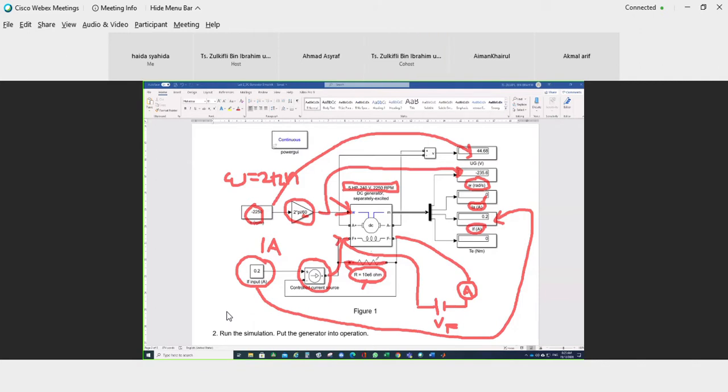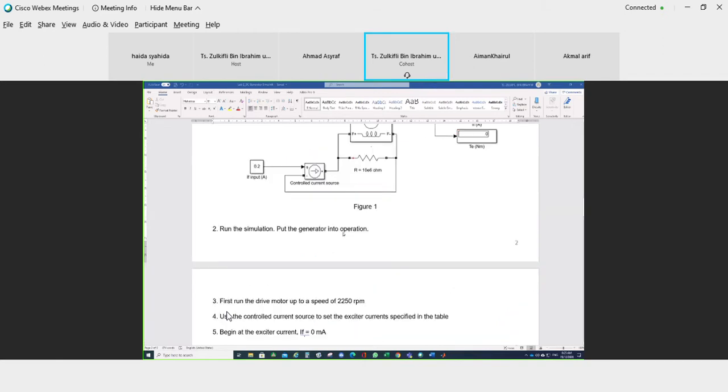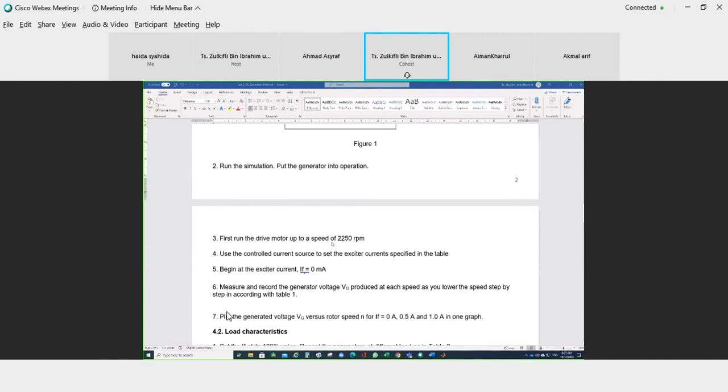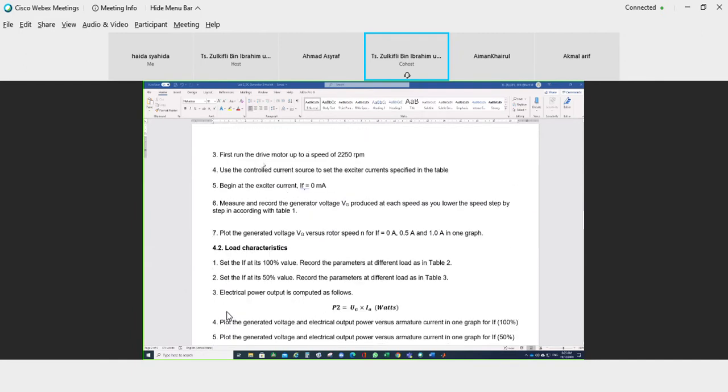Okay. So macam biasa, nombor 2. This is the instruction. You first run the simulation, put in interpolation. First run the drive motor at this speed, and then use the current control source to set the exciter current, to fill the excite field kan. And then begin the current with I1, the IF to 0.